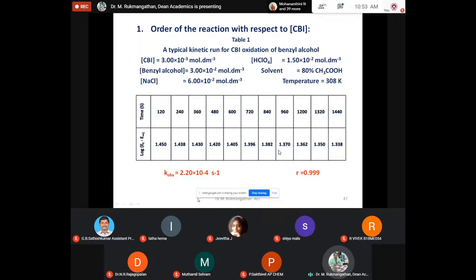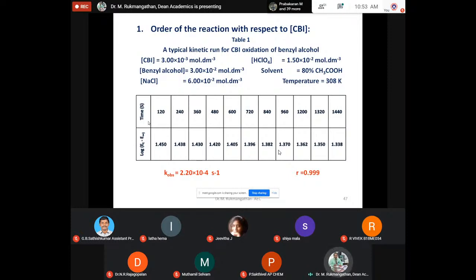So the first study is the order of the reaction with respect to CBI. Our oxidant is CBI. When we change the concentration of CBI, what will happen to the order of the reaction? Here, this is the normal kinetic run. As I told previously, when half the amount of CBI has been added to the reaction mixture, the reaction gets started. The reaction is going on at regular time intervals.